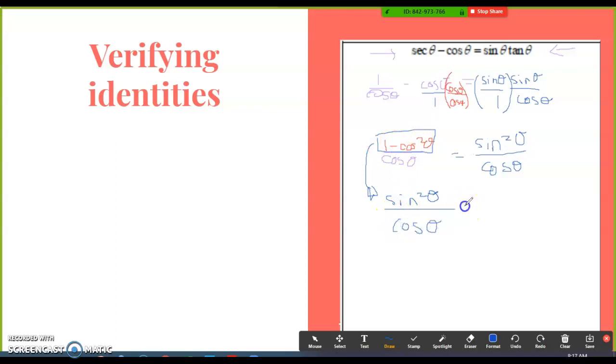Denominator's cosine of theta. And notice these two do verify. I have the left looking like the right. I am verified.